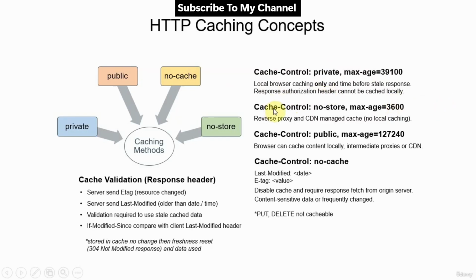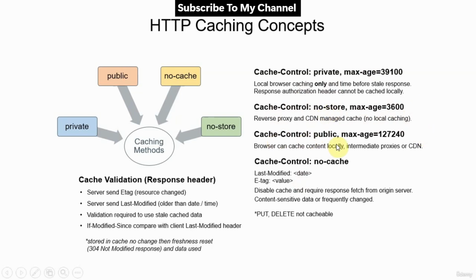The next one is cache control no store, and it's got a max age as well. And this basically refers to reverse proxy and CDN managed caches. So here, you're not permitted to cache anything locally. That is saying you're going to have to go out to the proxy or CDN to check the cache there. So there's no local caching when there's no store. That's basically what it is.